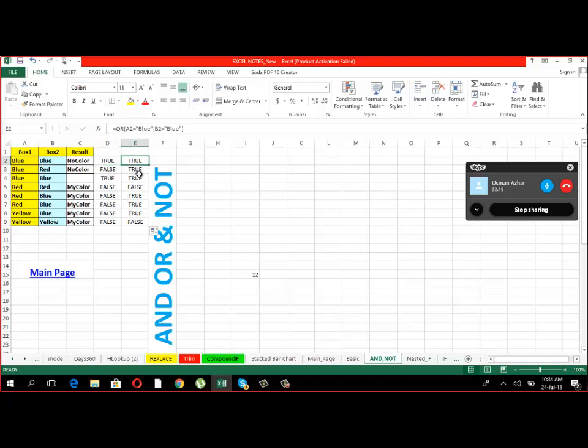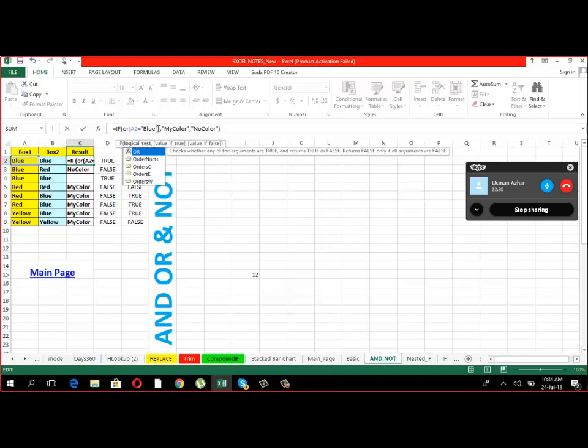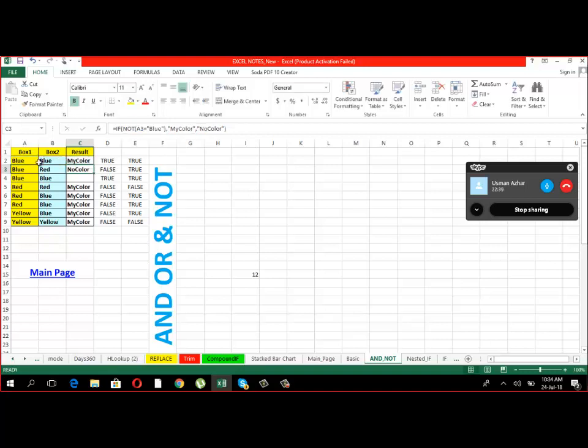Now, why am I discussing this? Because this concept is important. See what I will do. I will say over here is OR, and over here is comma, equals to blue, and just press enter. Now you will see what's happening. Why am I getting no color in case of OR? Because no color means neither is blue.